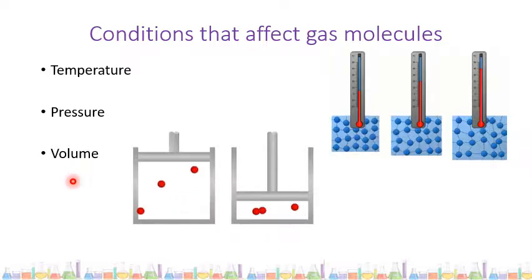Volume is about the amount of space that the gas molecules have to diffuse into. Large volume here on the left, smaller volume here on the right, and that becomes important when we're discussing how the gas particles interact with each other and how frequently they collide with each other.